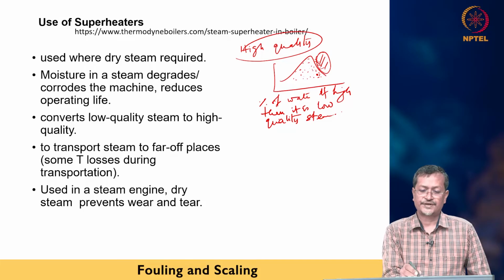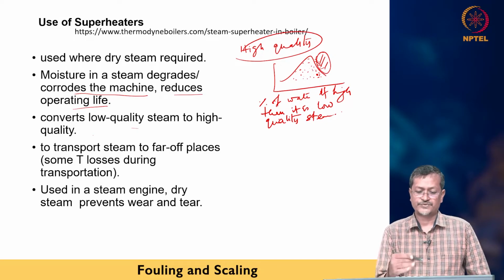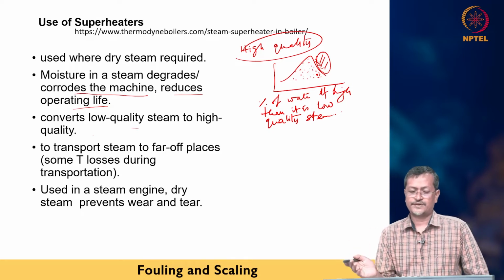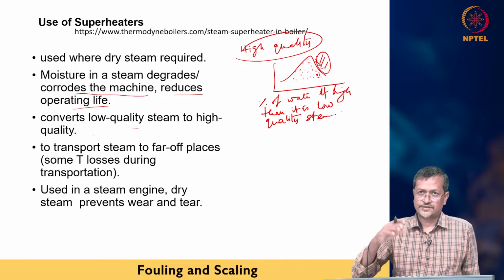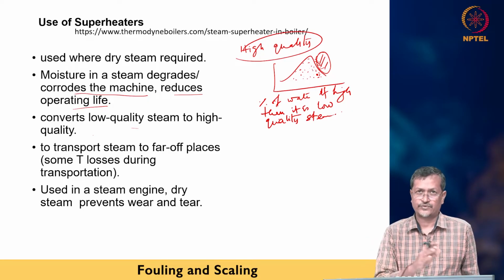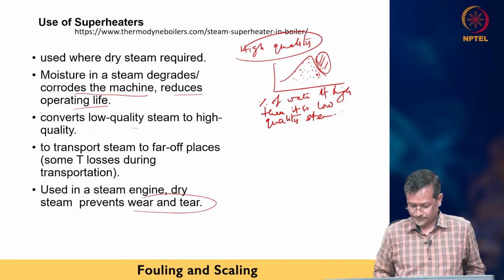Moisture in steam degrades and corrodes machines and reduces operating life. The superheater converts low quality steam to high quality steam. And in many cases you have to transport steam from one place to another. In that case, instead of forming liquid, you create superheat so that steam will not form liquid or get deposited. Okay, so only steam you can transfer. Used in a steam engine, dry steam prevents wear and tear. Steam engine we will discuss later.